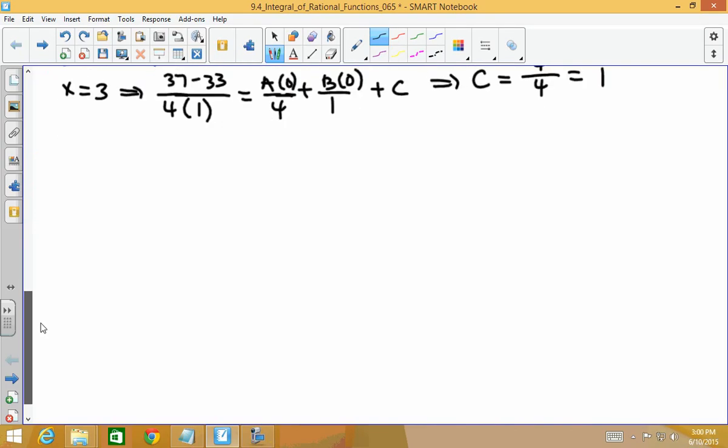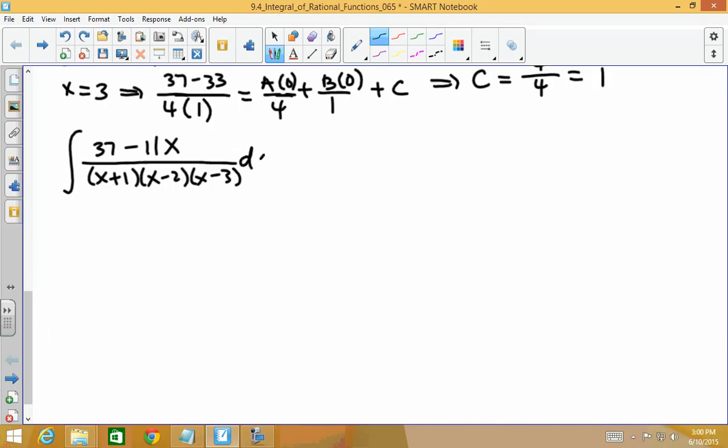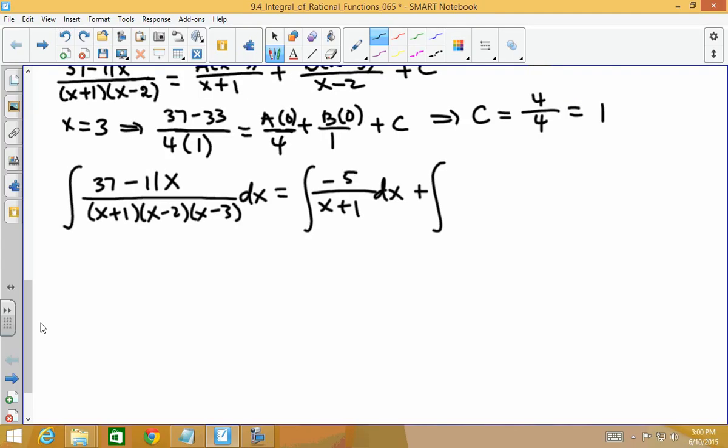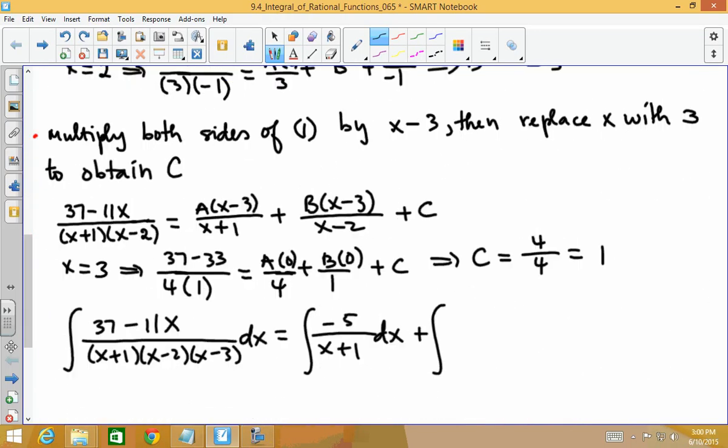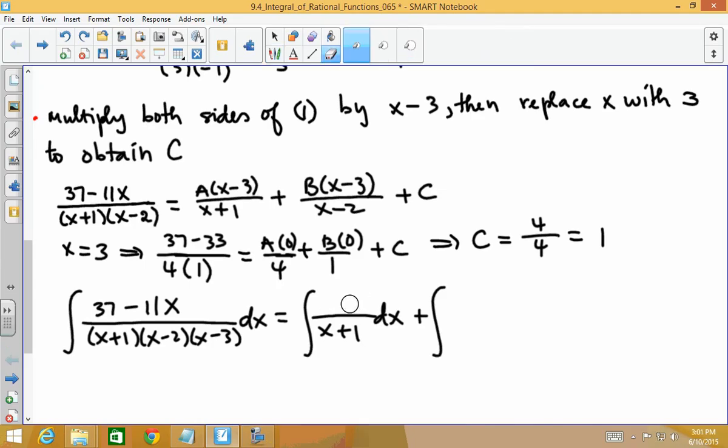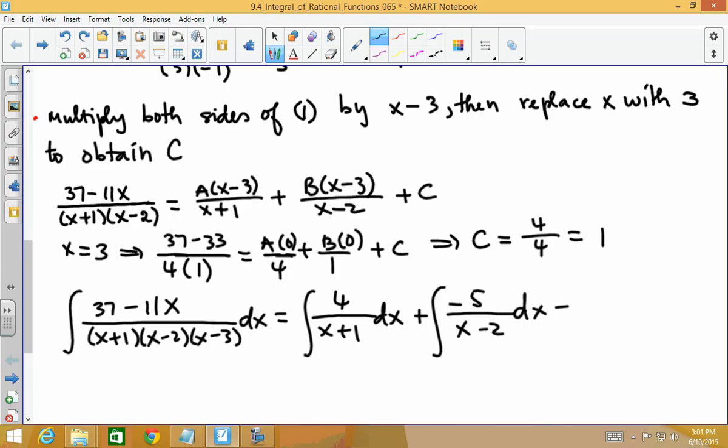And that said, our integral becomes: the integral of (37 minus 11x) over (x plus 1)(x minus 2)(x minus 3) dx is the integral of 4 over x plus 1 dx plus the integral of negative 5 over x minus 2 dx plus the integral of c, which is 1, so 1 over x minus 3 dx. Recall a is 4, b is negative 5, and c is 1.